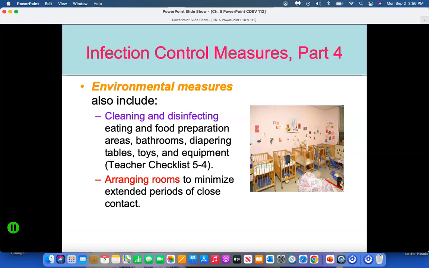And again, rearranging the room to minimize extended periods of close contact. So hopefully the room is a little bit spacious, so you get not so close of contact if possible.